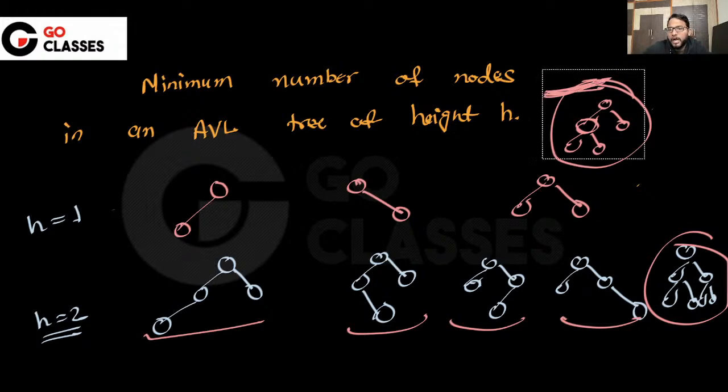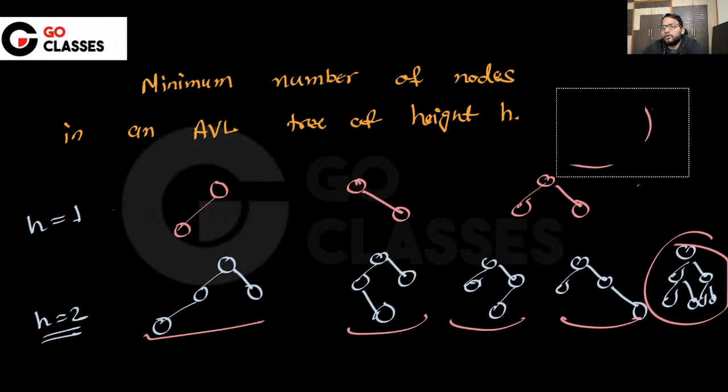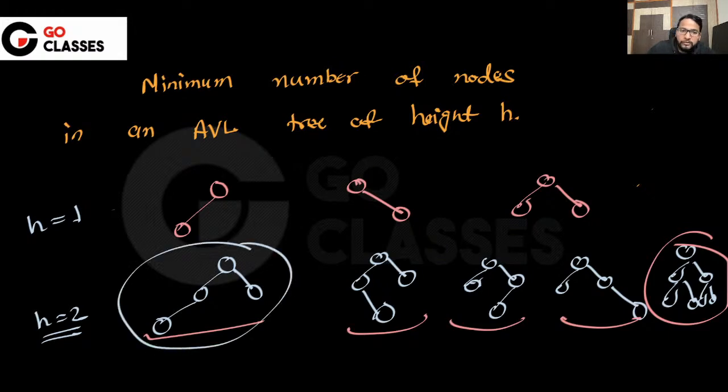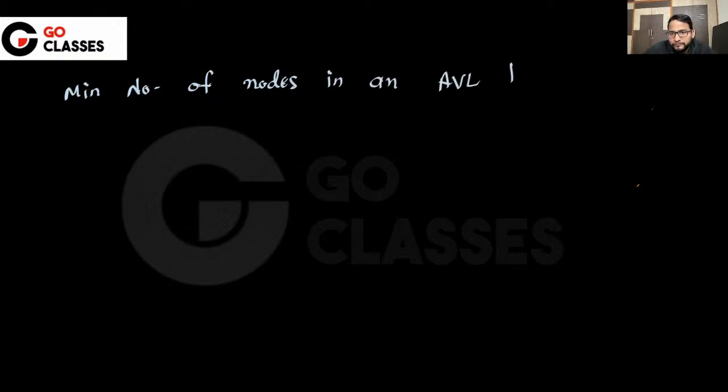Okay. So I don't want to count it. I just want to have the number of nodes in my place, right? Which means how many nodes are possible in an AVL tree of height h. Minimum number of nodes in an AVL tree of height h. This is what I want to calculate.